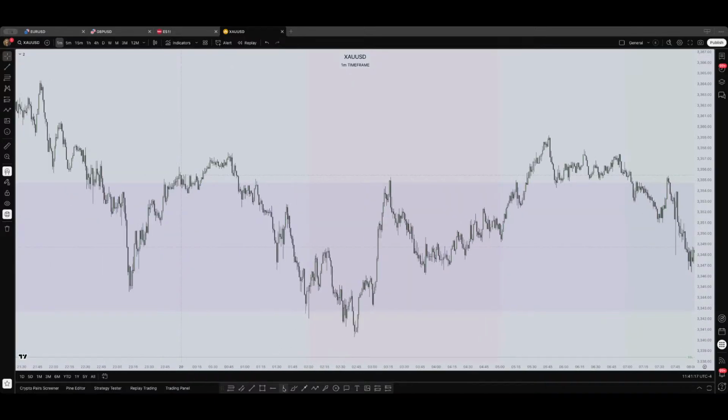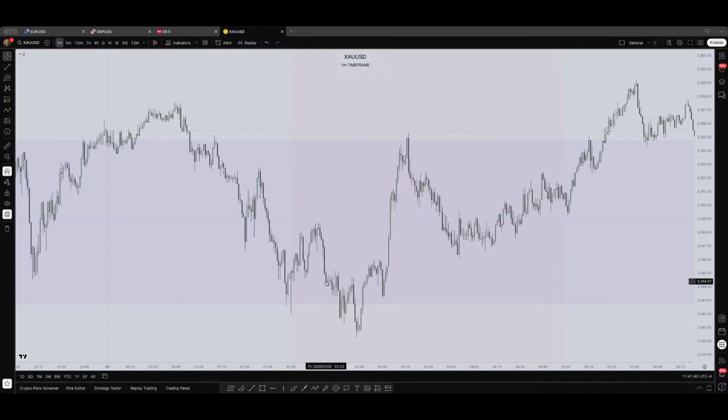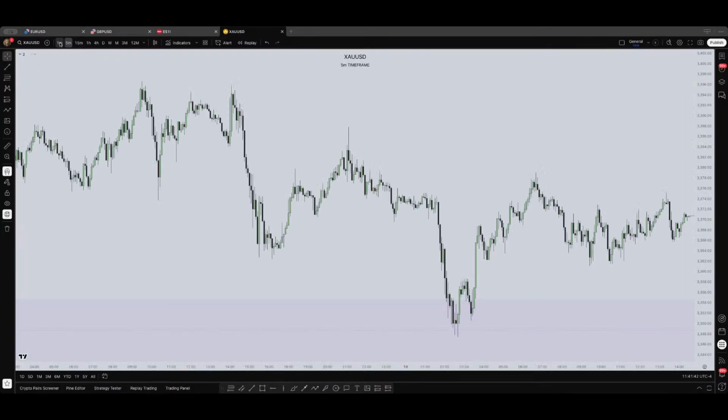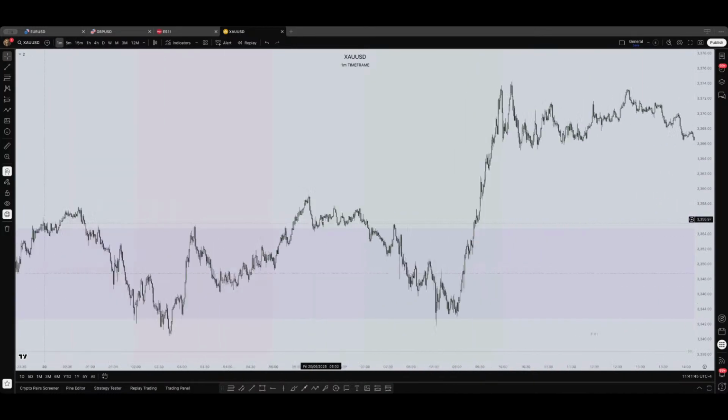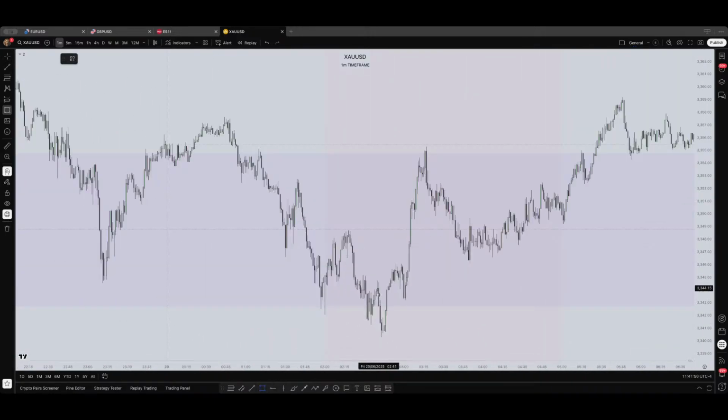So here, low, high, lower low, high with displacement, breaks the structure, breaker. So you have the breaker. Where is it? Here. You can take the upper candle.